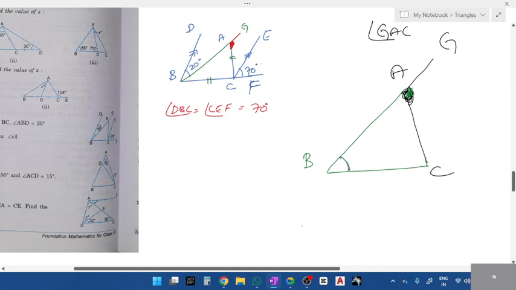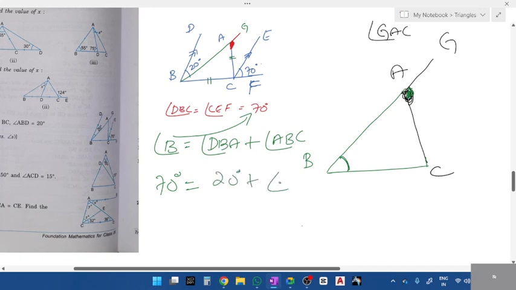In ABC, what is the value of this part? If entire angle B is 70 degree, what is angle B made up of, students? Angle B is made up of how many angles? Angle DBA plus ABC. What is the entire angle B value? 70 degree is equals to DBA value or ABD value, 20, plus angle ABC. So what is angle ABC value? 50. First complete. This will be 50 degree.